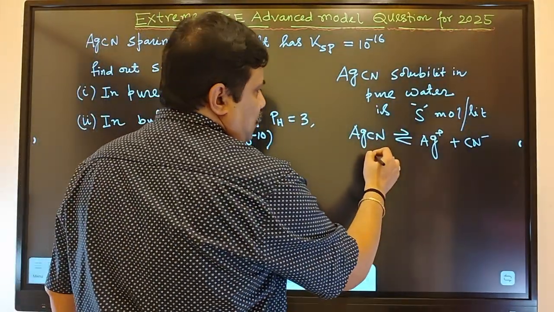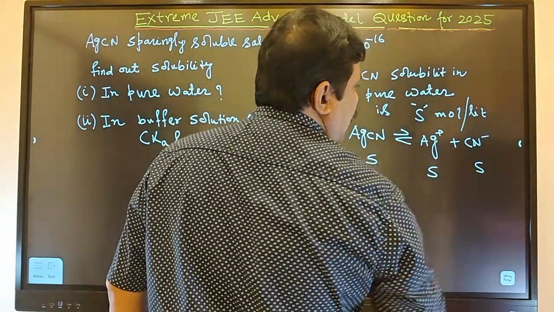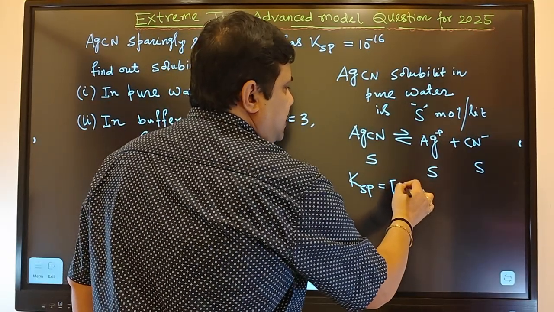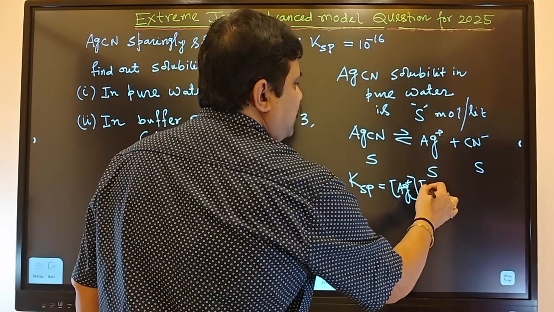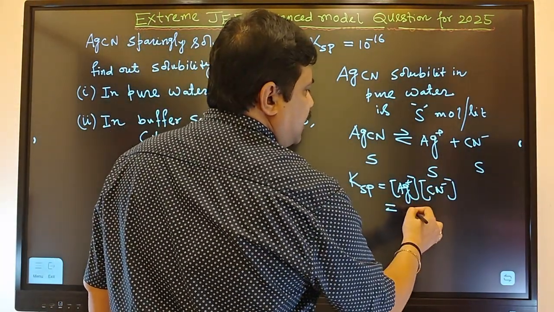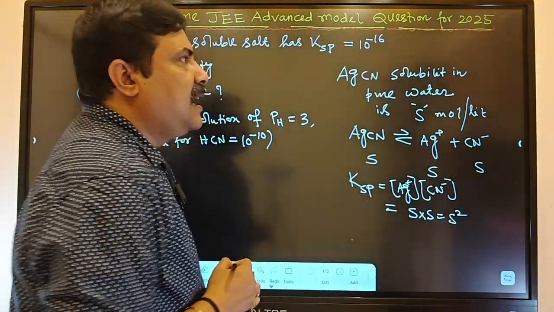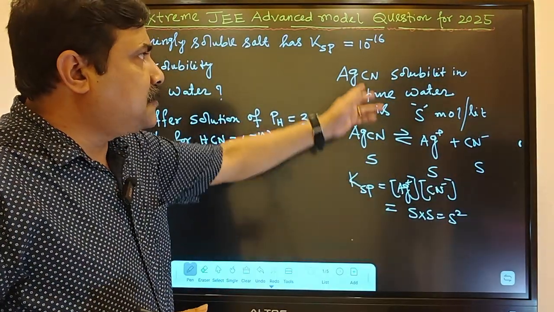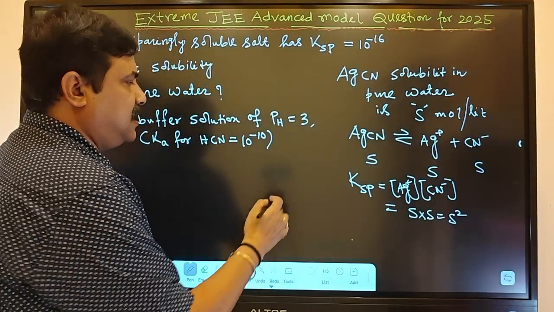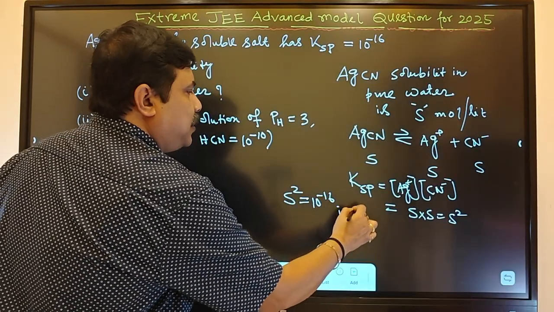Now if the solubility is S, then S mole will give S mole of silver ion and S mole of cyanide ion. Then the Ksp expression will be equal to the Ag plus ion concentration raised to the power of its stoichiometric coefficient into the cyanide ion concentration raised to the power of its stoichiometric coefficient, which is nothing but S into S, that is S square, where S is the solubility. The Ksp value they are giving is 10 power of minus 16, so S square equals 10 power of minus 16 in pure water.